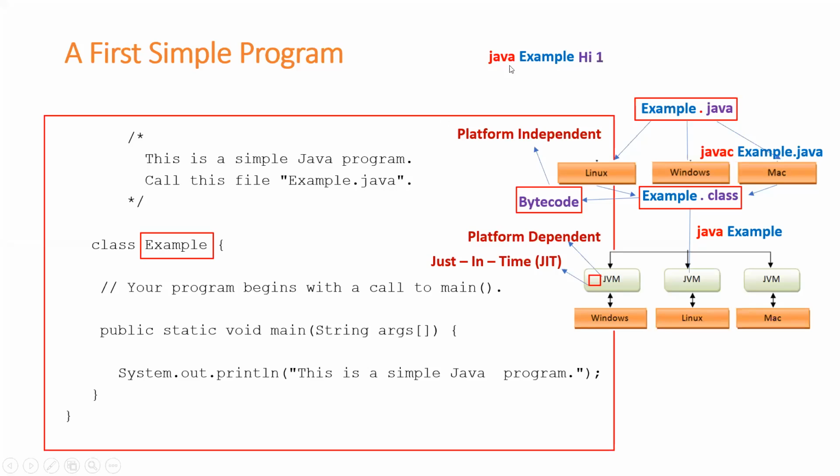So instead of running plainly, what I've done is I have passed two additional arguments. That is, hi is my first argument and one is my second argument. We call these arguments command line arguments. Here I will illustrate that. So hi is a command line argument and one is a command line argument.